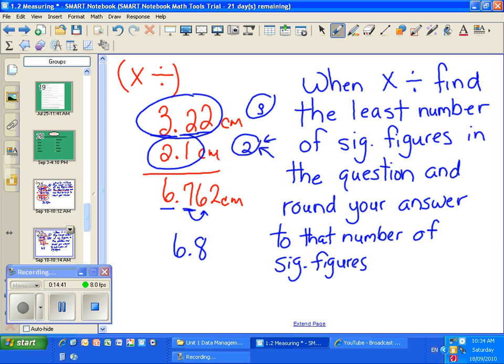So that's what we did this week. We talked about accuracy and precision and significant digits, and we did lots of practice questions.